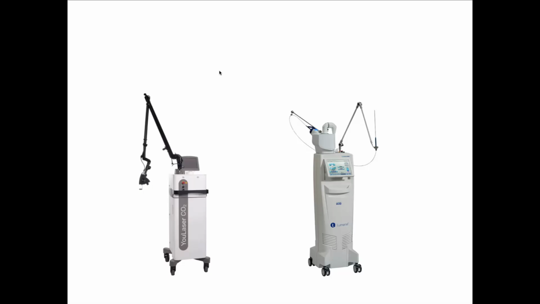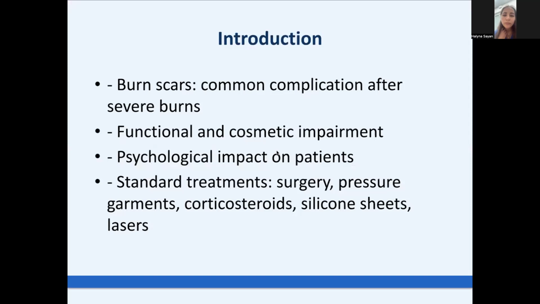What's the difference between ablative and non-ablative? With ablative, we create some wounds. Non-ablative is just heating without wound creation. Another one is a CO₂ laser, Acupulse. We have it in St. Lucas in the adult burn department, and it is just an ablative laser, so we have some wounds after the procedure.